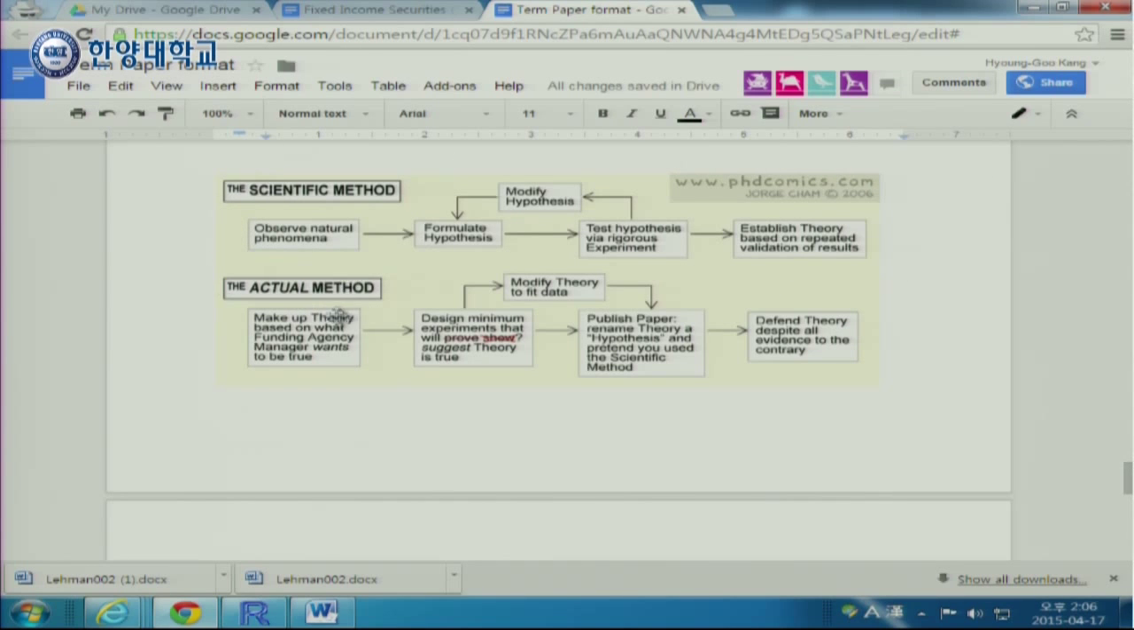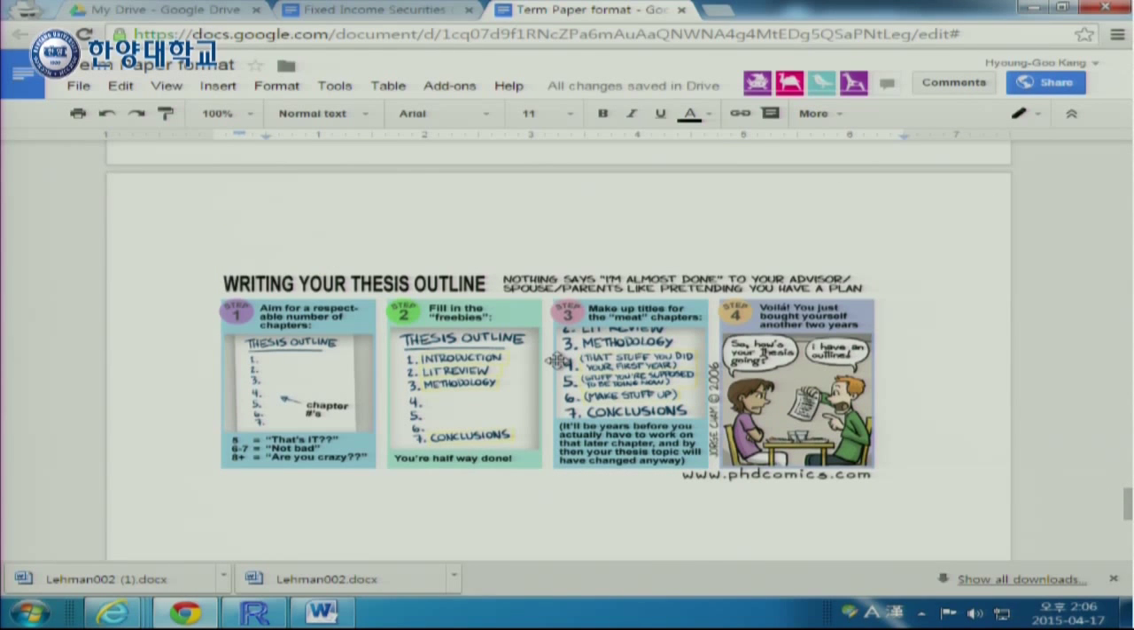And what is actually going on is make up theory based on what funding agency manager wants to be true. Okay, the money, what money wants. Design minimum experiment that will show the theory is true. Publish a paper, rename the theory or hypothesis, and pretend you use the scientific method. Defend the theory, but all evidence is the contrary. Remember, this is comic. And there is another interesting PhD comic, writing your thesis outline.